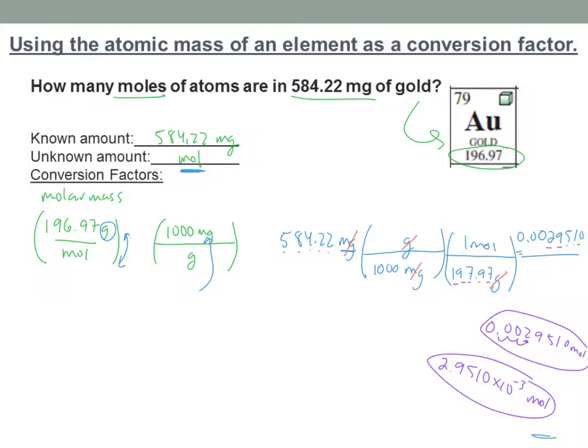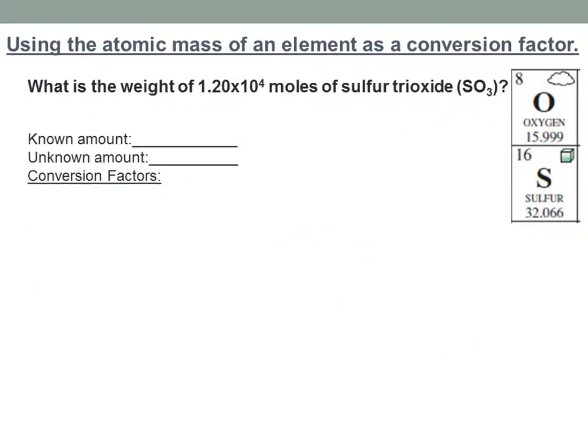Now let me do another one, but now make it slightly more complicated because I'm actually going to have a compound in there. So not just a pure element, I'm going to have a compound with multiple different types of elements, multiple atoms, which makes one little layer of complexity. It's not huge, but it's a little more complicated.